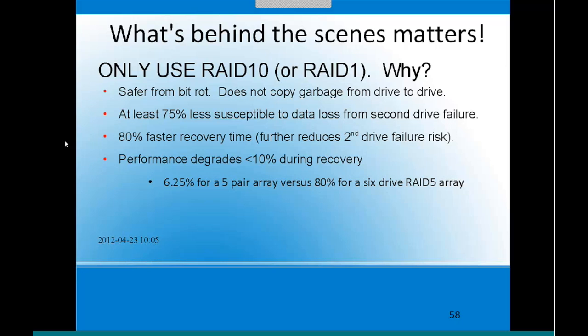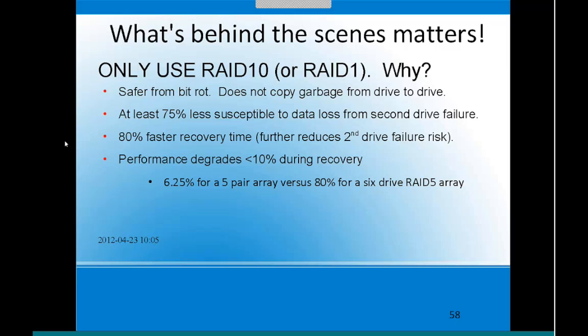Also, recovery time on a RAID 10 array is 80% faster than a RAID 5 array, and that further reduces the risk of a second drive failing while you're recovering. Performance only degrades about 10% during recovery. If you have a 5-pair array, it's about 6.25%. If you have a 4-pair array, it's about 10%.